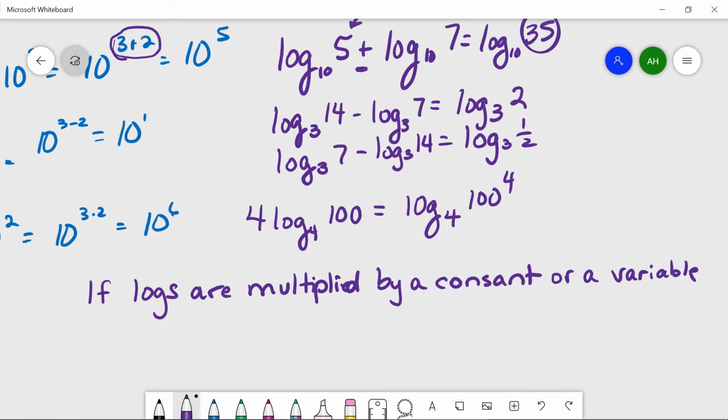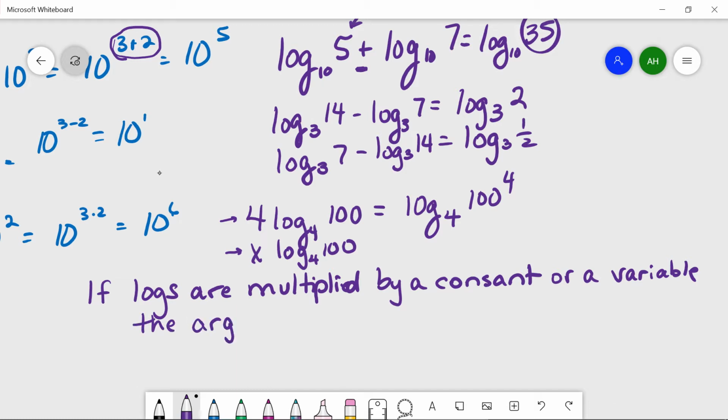Okay, and that was going to be that idea. Let me go ahead and put this here where I've got x times log base 4 of 100. All right, so here in this first one, the log is being multiplied by a constant. In the second one, the log is being multiplied by a variable. So if logs are multiplied by a constant or a variable, the argument is raised to that power.